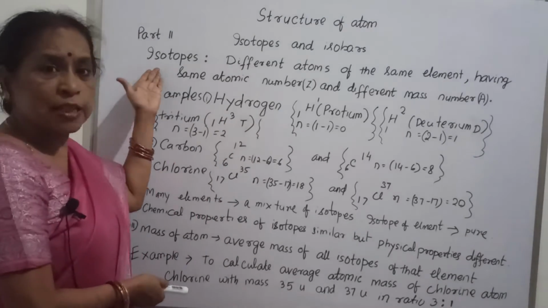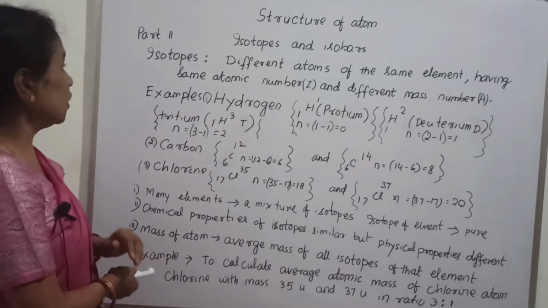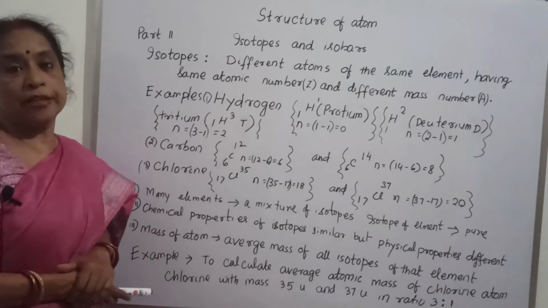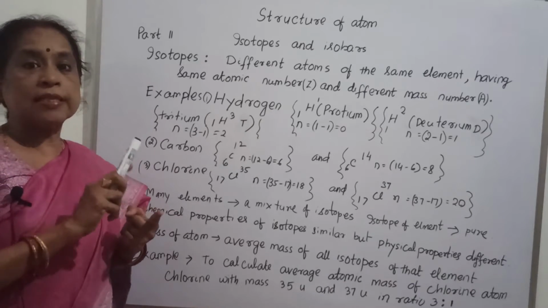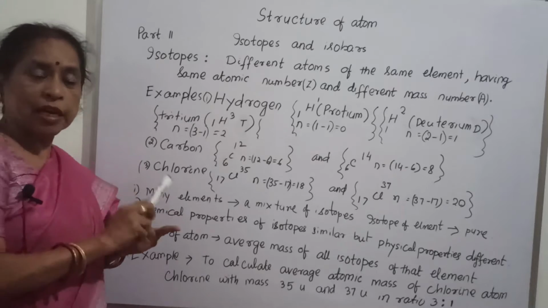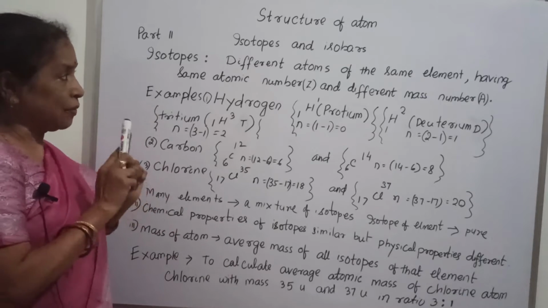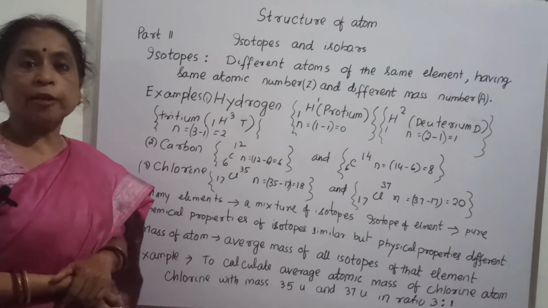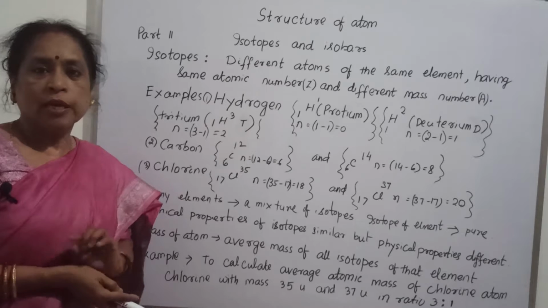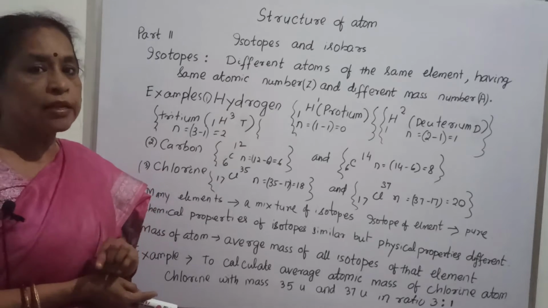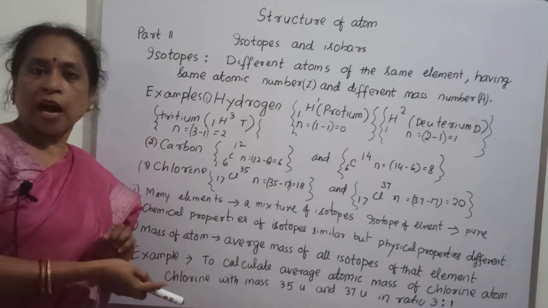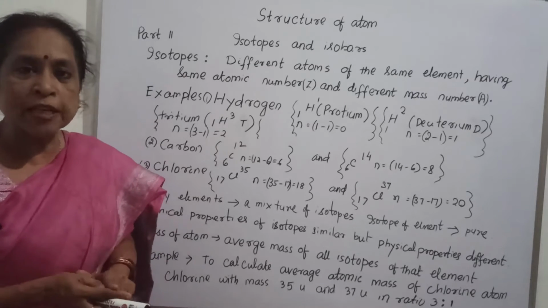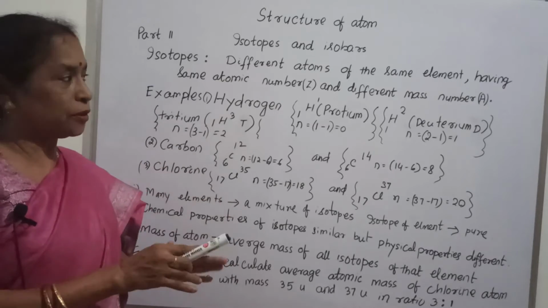Now, what is meant by isotopes? Isotopes means different atoms of the same element. The elements should be the same, let us say hydrogen, carbon, nitrogen, like this. The different atoms of the same element have the same atomic number, since you know each element has a fixed atomic number. Let us take carbon, atomic number is 6. Only atomic number 6 indicates that it is carbon.